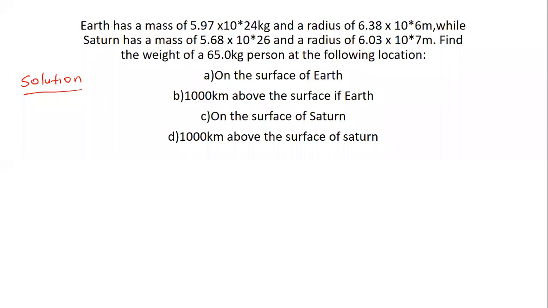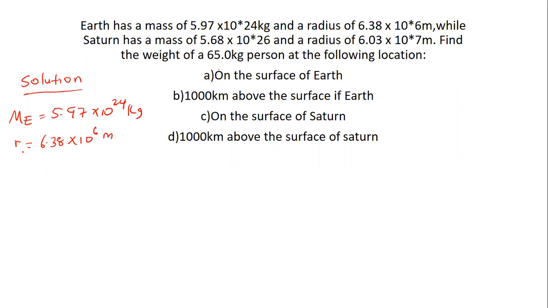Now the question says, Earth has a mass of 5.97 times 10 raised to the power 24 kilograms. That's the mass of the Earth. Okay, so you would write all the things being given. The mass of the Earth is equal to 5.97 times 10 raised to the power 24 kilograms. And the radius of the Earth is 6.38 times 10 raised to the power 6 meters.